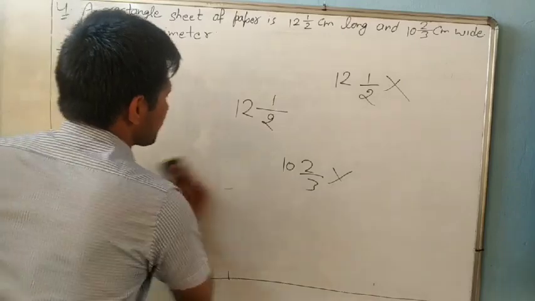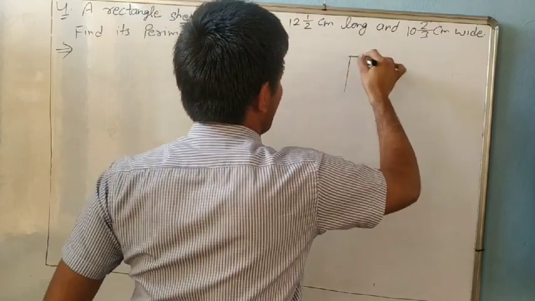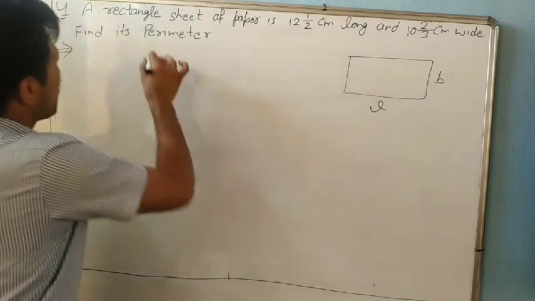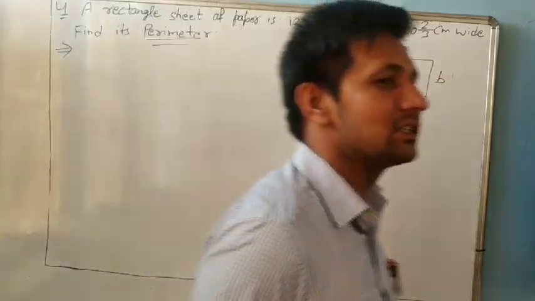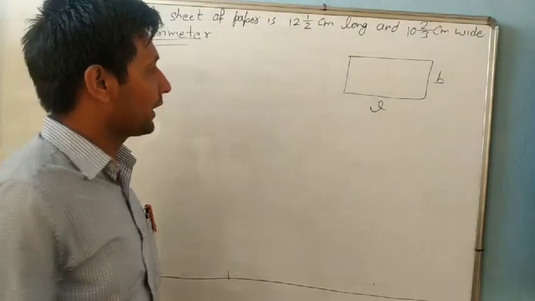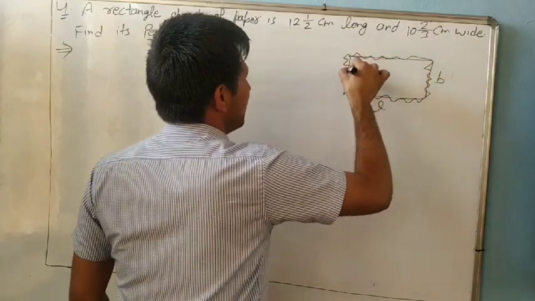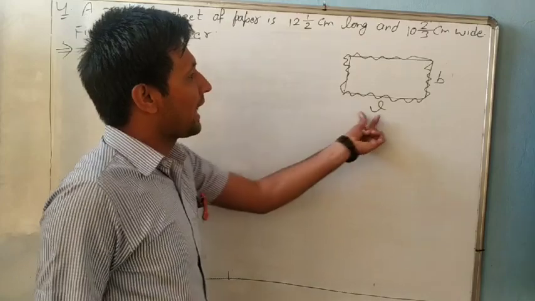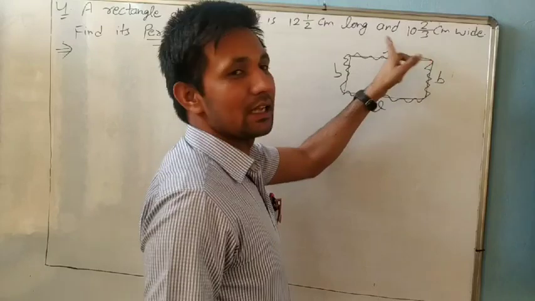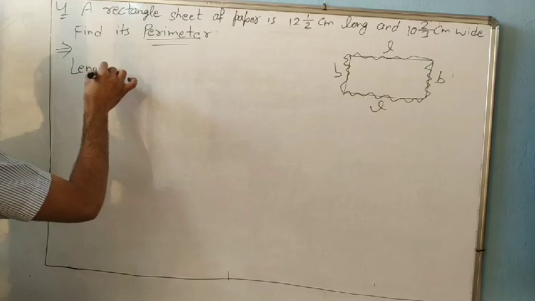So now look, it is a rectangle and everyone knows what perimeter is. It is length, it is breadth. We want to find the perimeter. In 6th class we already learned what perimeter is: the total length of the outer boundary. So perimeter is L plus B plus L plus B. First we will find the length of the rectangular sheet.